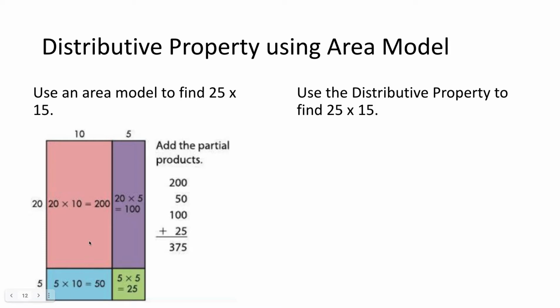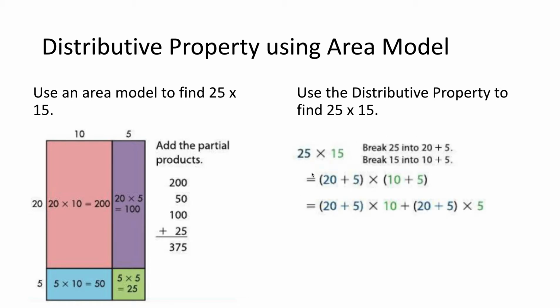And you can see that 20 times 10 is 200, 20 times 5 is 100, 5 times 10 is 50, 5 times 5 is 25. And you can see the partial products there. 200 plus 100 plus 50 plus 25. Different order, but same thing. It's 375.